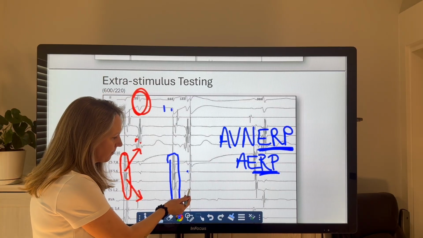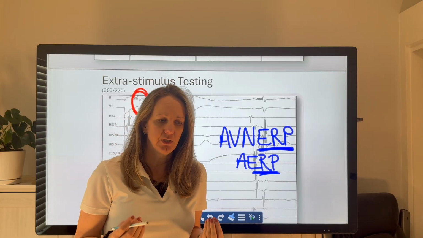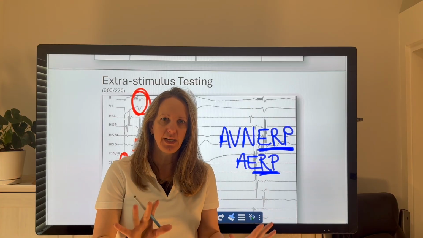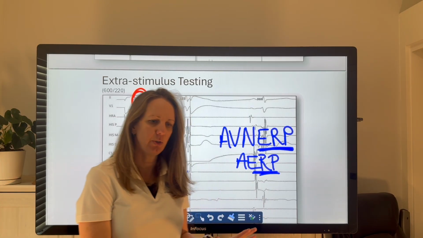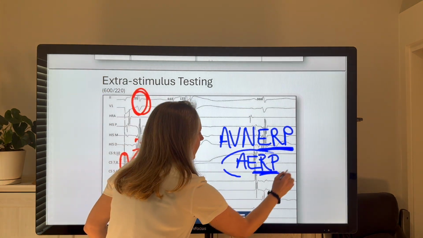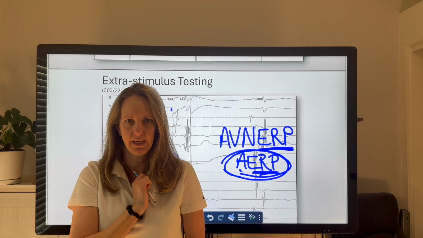We can tell the impulse came in so soon, we did not capture the atrial tissue itself. The atrial tissue itself said, nope, I'm not ready to receive another impulse. I cannot depolarize. The tissue is still refractory. So that would be atrial ERP because the atrial tissue is what hit its refractory period.